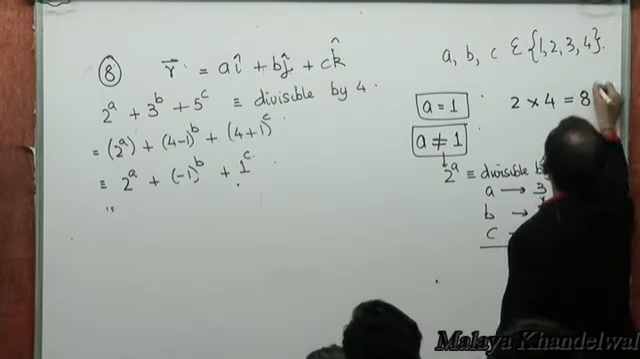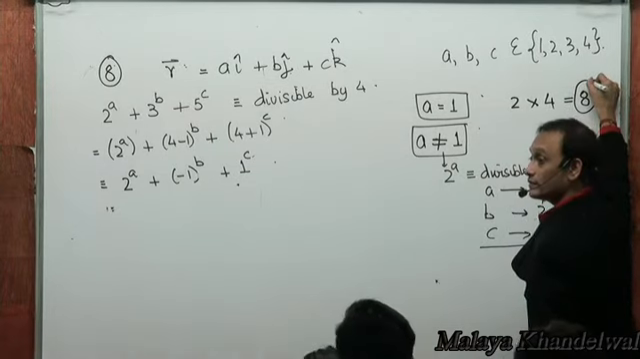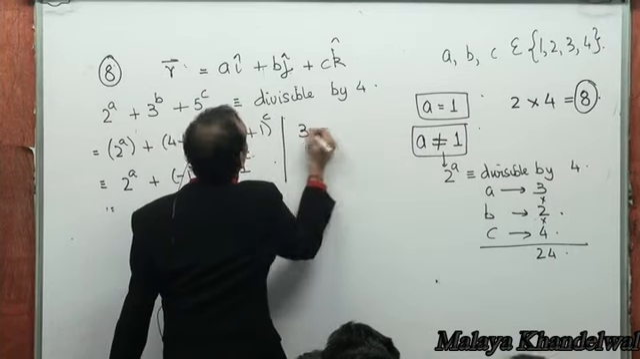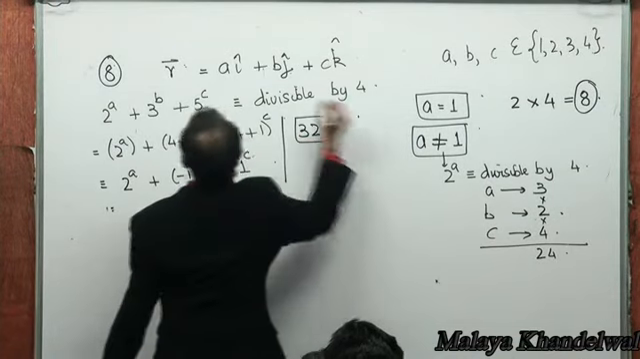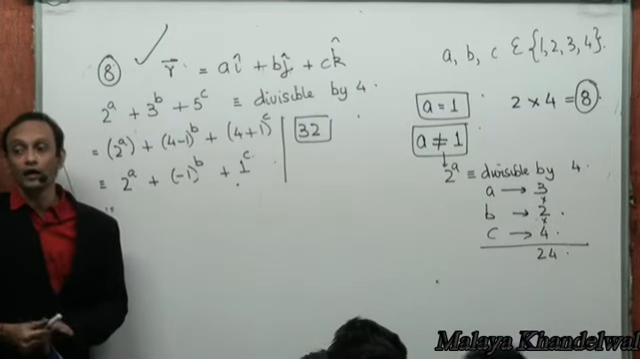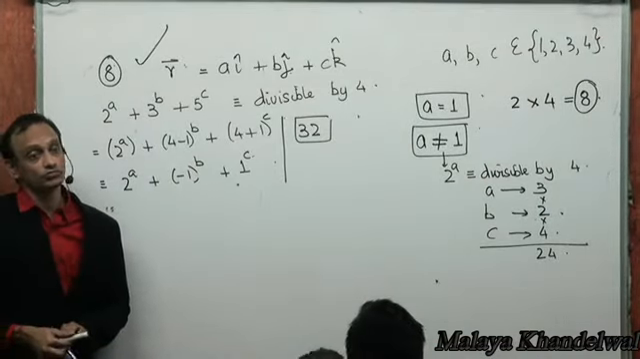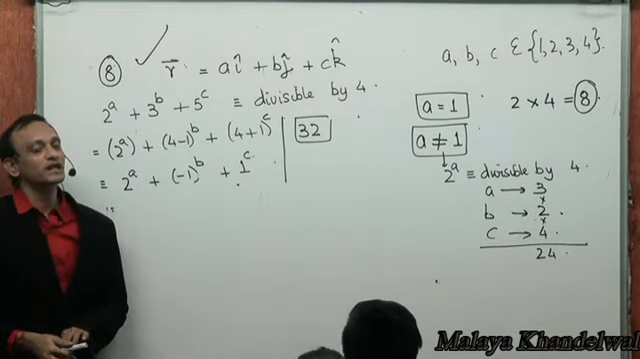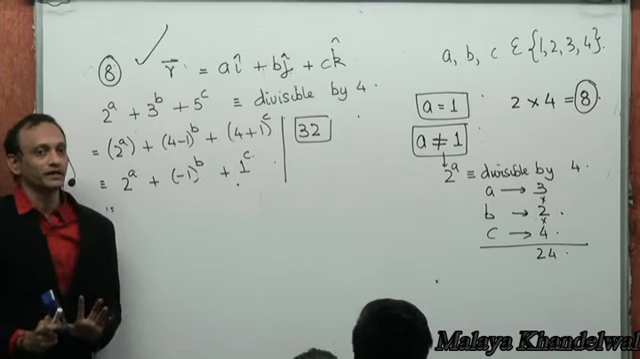So 24 plus 8, which makes it 32 cases. So there are 32 ways of selecting this position vector R given the condition. Yes or no? Are you all okay with this? Ayush, tell me. I have no problem explaining it again if you want.